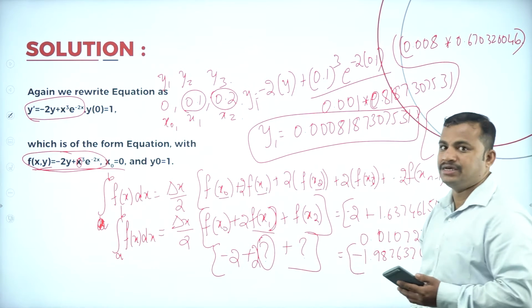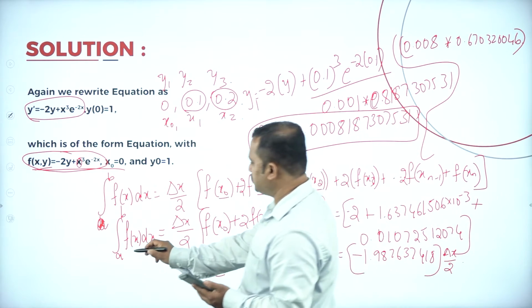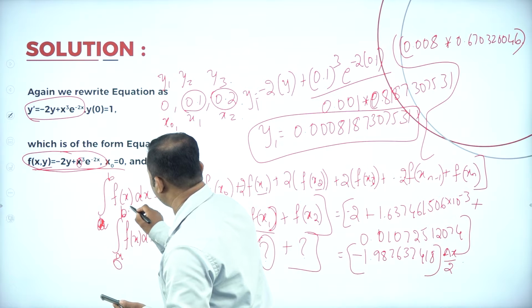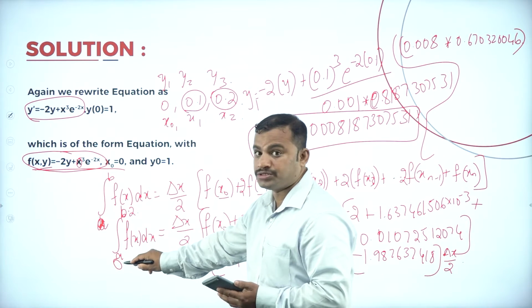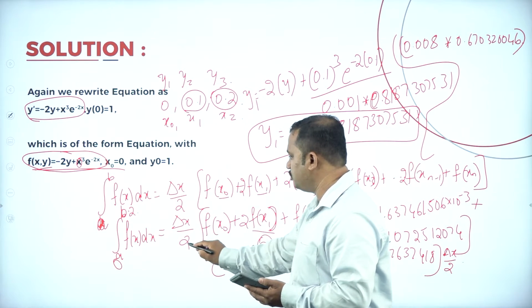What is delta x here? That is between the interval. What is that lowest interval? 0, and this is 0.2. 0.2 minus 0 is what? 0.2. That is 0.2 divided by 2.